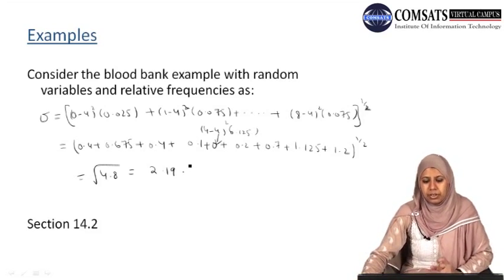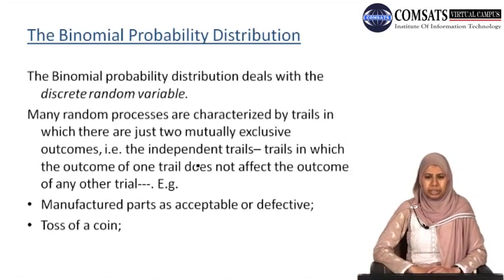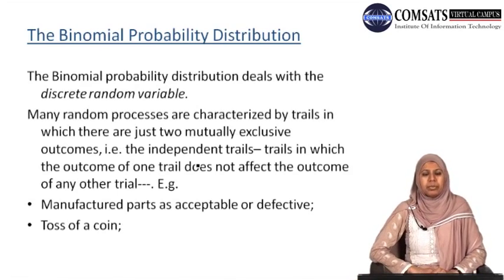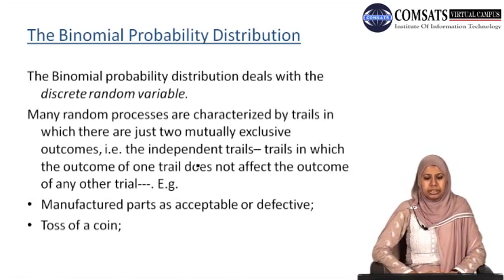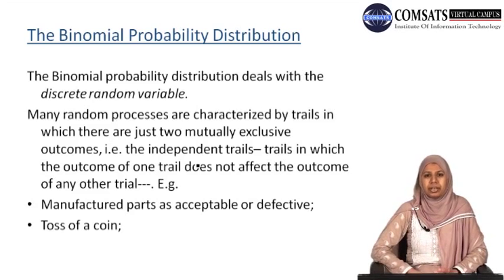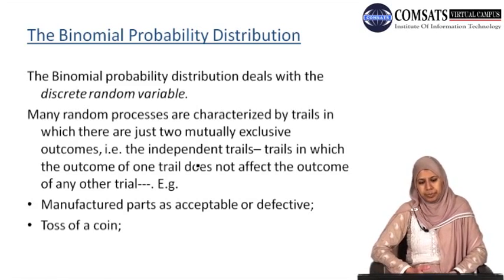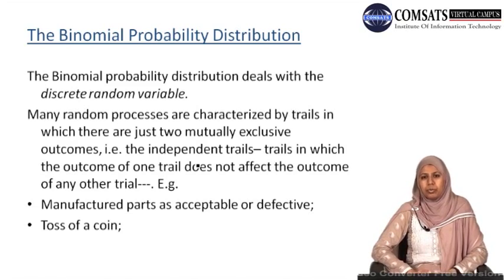Now we start our second topic of today's lecture, which is about the binomial probability distribution. The binomial probability distribution deals with discrete random variables. In our previous lecture, when we defined random variables, we classified them into two types: either they are discrete or they are continuous. We have seen many examples of discrete random variables. Up to now, the formulas we have defined are all for discrete random variables.